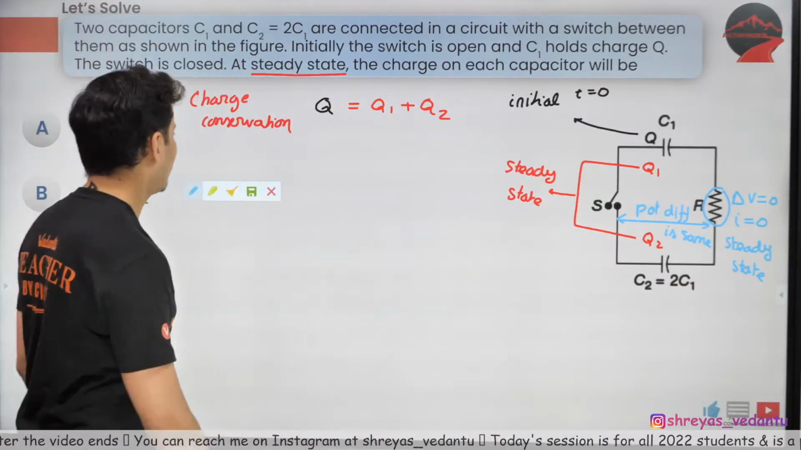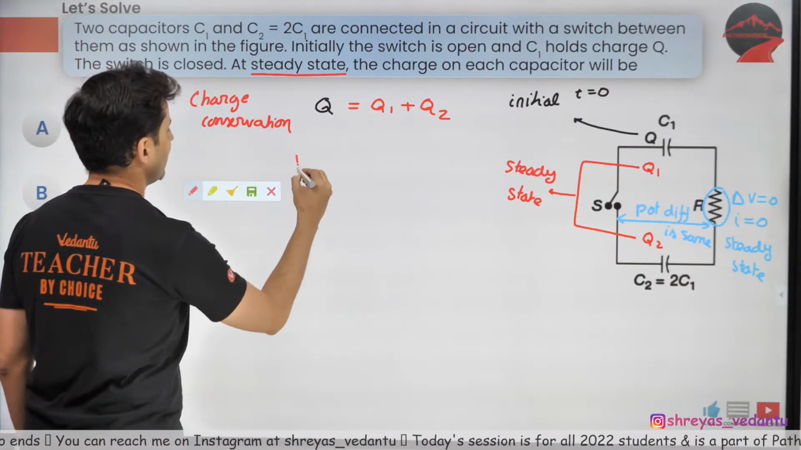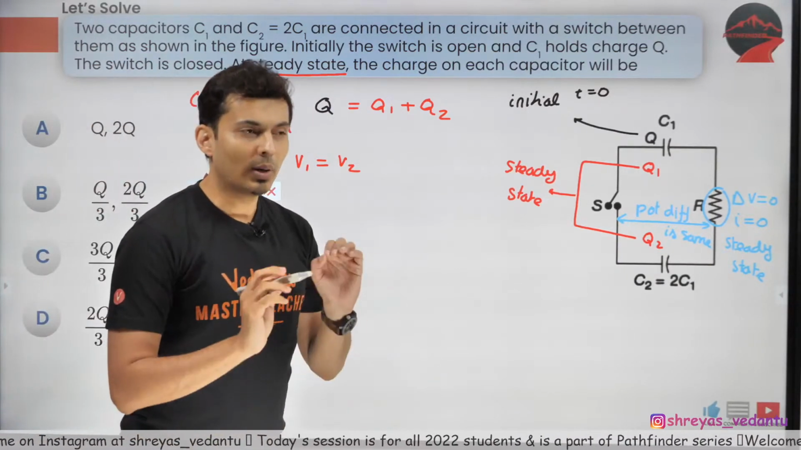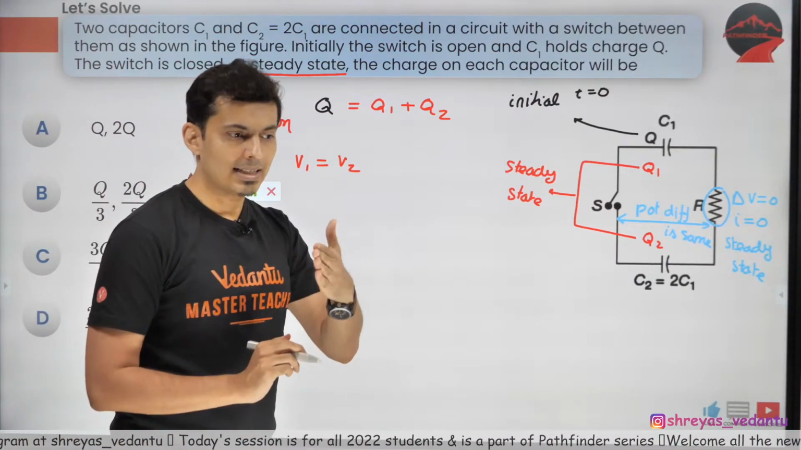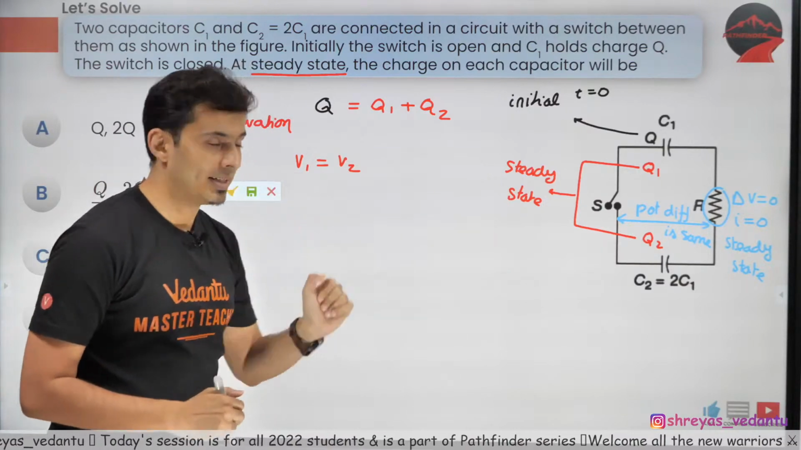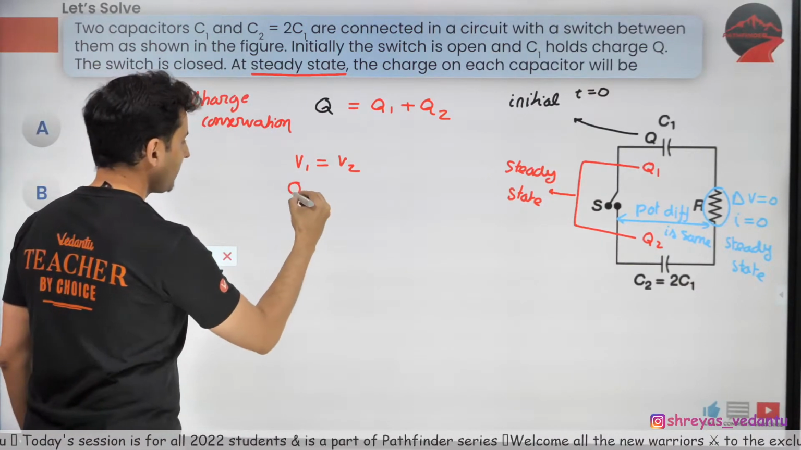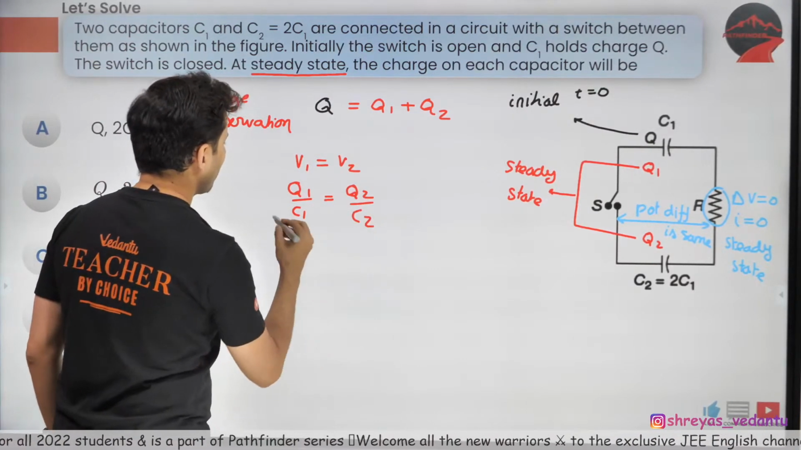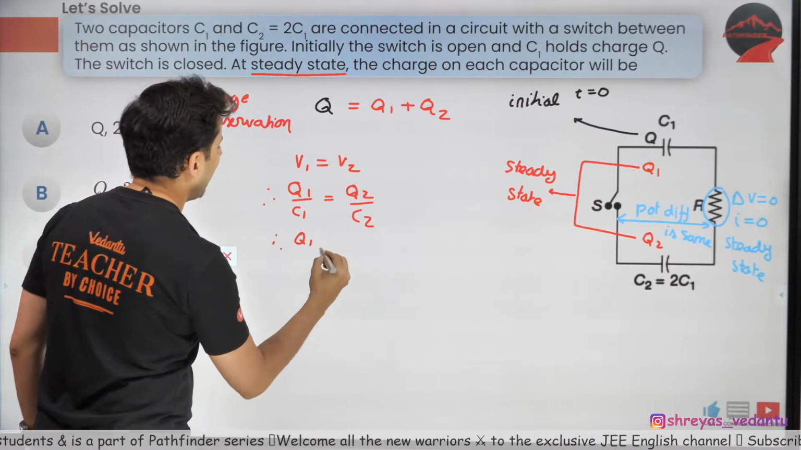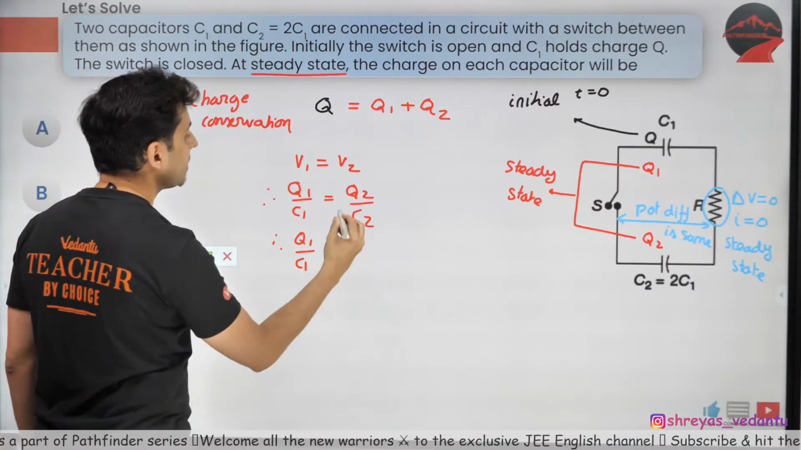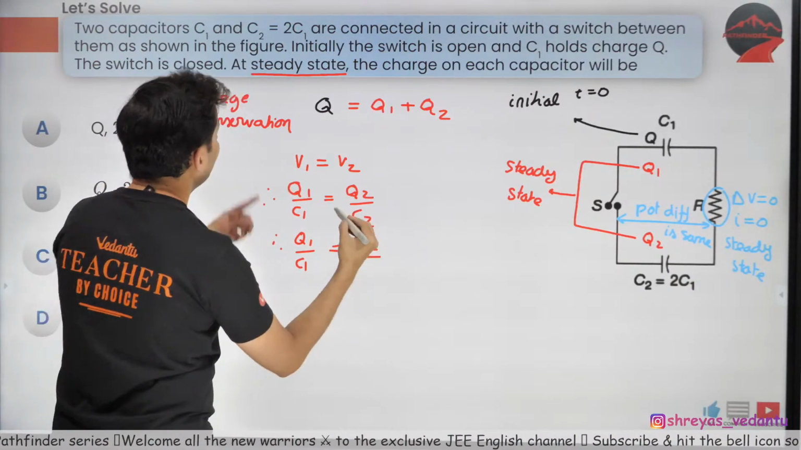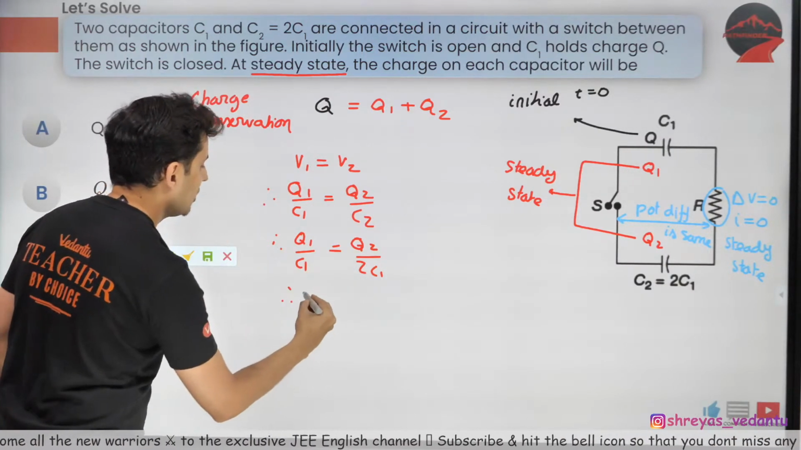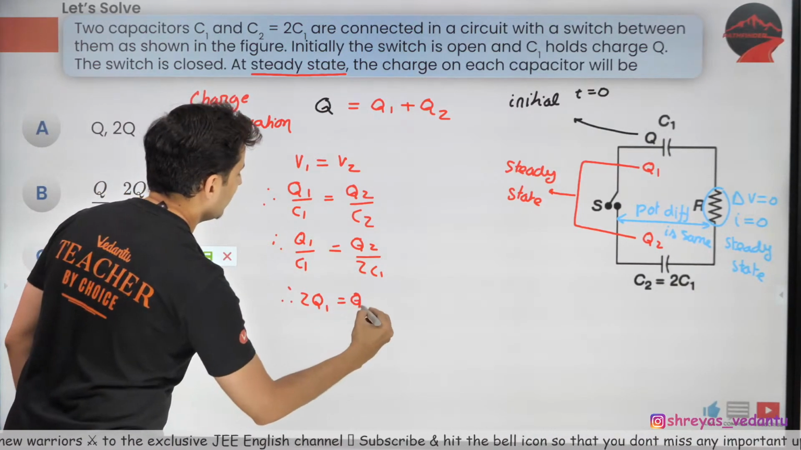If potential difference is same, can I not just say V1 will be V2? Done. Now, but what is V1 and V2? Is there a formula? Yes, there is. Q is CV. So V is Q by C. So V1 will be Q1 by C1. V2 will be Q2 by C2. But wait a minute. I think I have been given the value of C2. C2 is nothing but twice C1. C1 goes, 2 goes there. So 2Q1 will be Q2.